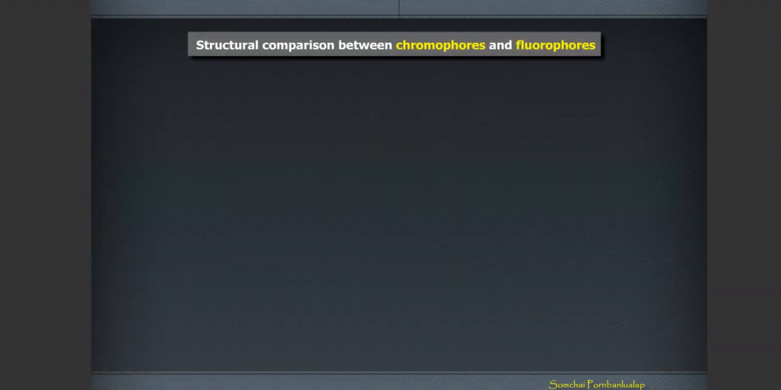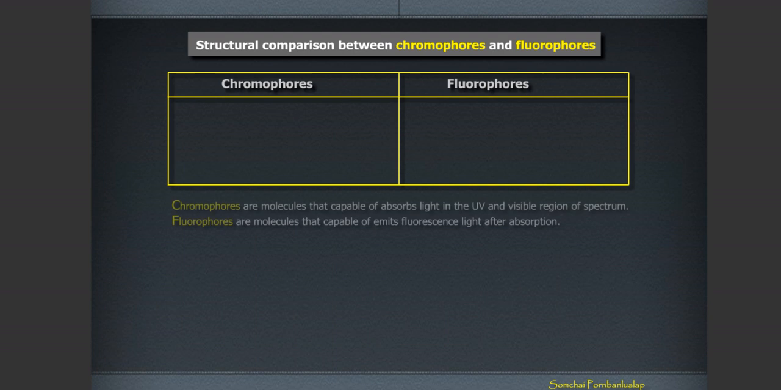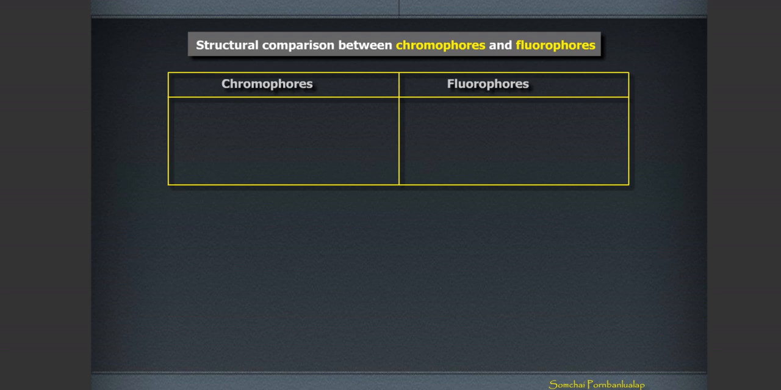Molecules that can absorb UV and visible light are commonly referred to as chromophores, and those that can emit fluorescence following absorption are referred to as fluorophores. Comparison of the structure of a chromophore with that of fluorophores indicates that both share several structural characteristics. This is not surprising, because to emit fluorescence, a molecule must first be able to absorb light. In other words, every fluorophore contains a chromophore, but not every chromophore fluoresces. Their structural features overlap significantly, with a few key distinctions that determine whether fluorescence occurs.